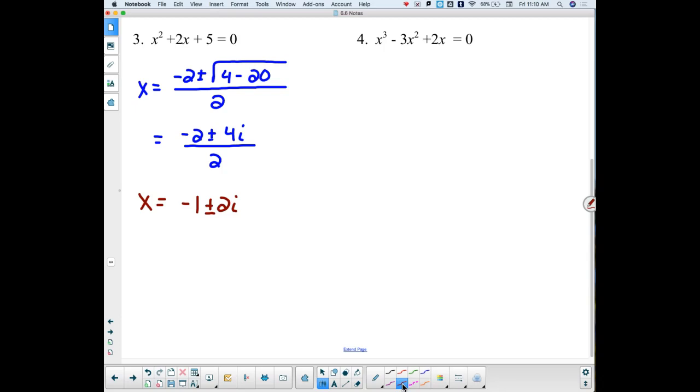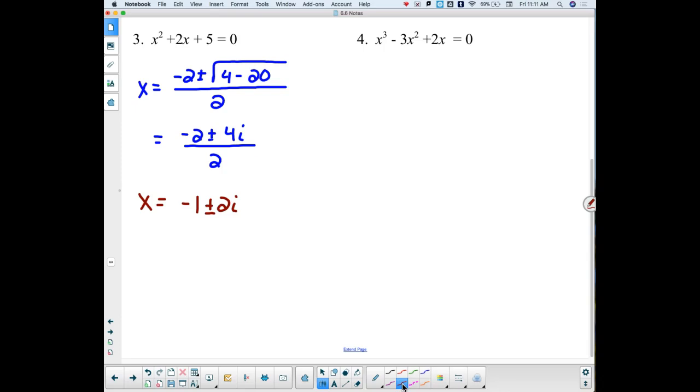Okay, so I still get the 2 answers there. We just write it as negative 1 plus or minus 2i, but really that signifies 2. So we got quadratic formula that we can fall back on too. What about number 4? How many answers should I get in the end? 3. The degree is 3. Biggest exponent is 3. Okay, how am I going to get them? What would you do first?